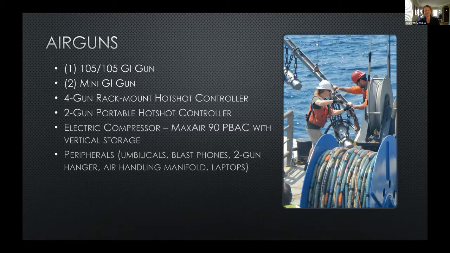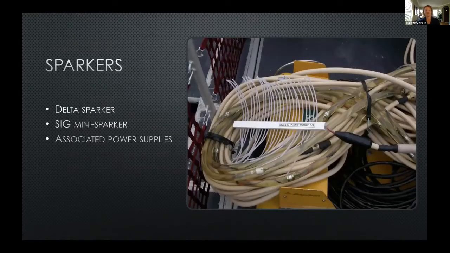And then we have a small max air compressor, exactly like UTIG's actually, to run the smaller stuff, and all the things that go along with that, the umbilicals and manifolds and all that. For sparkers, we've got a couple of Delta sparkers, the bigger 6 kJ, I believe. And this is a picture of the mini sparker, and that's what we use quite a bit of. You can do it off any little boat anywhere, and the associated power supplies to run those.